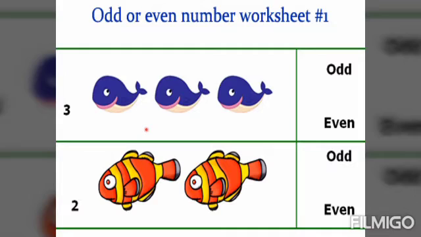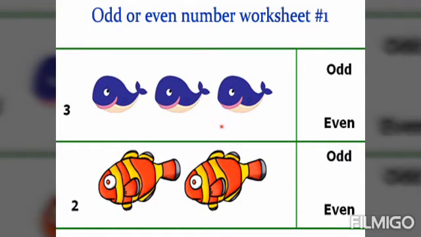So who can identify, is this even or odd? The three, look at the number three. Three belongs to odd numbers. Okay, so please take note, class, that number three is an odd number. So the answer there is odd number.